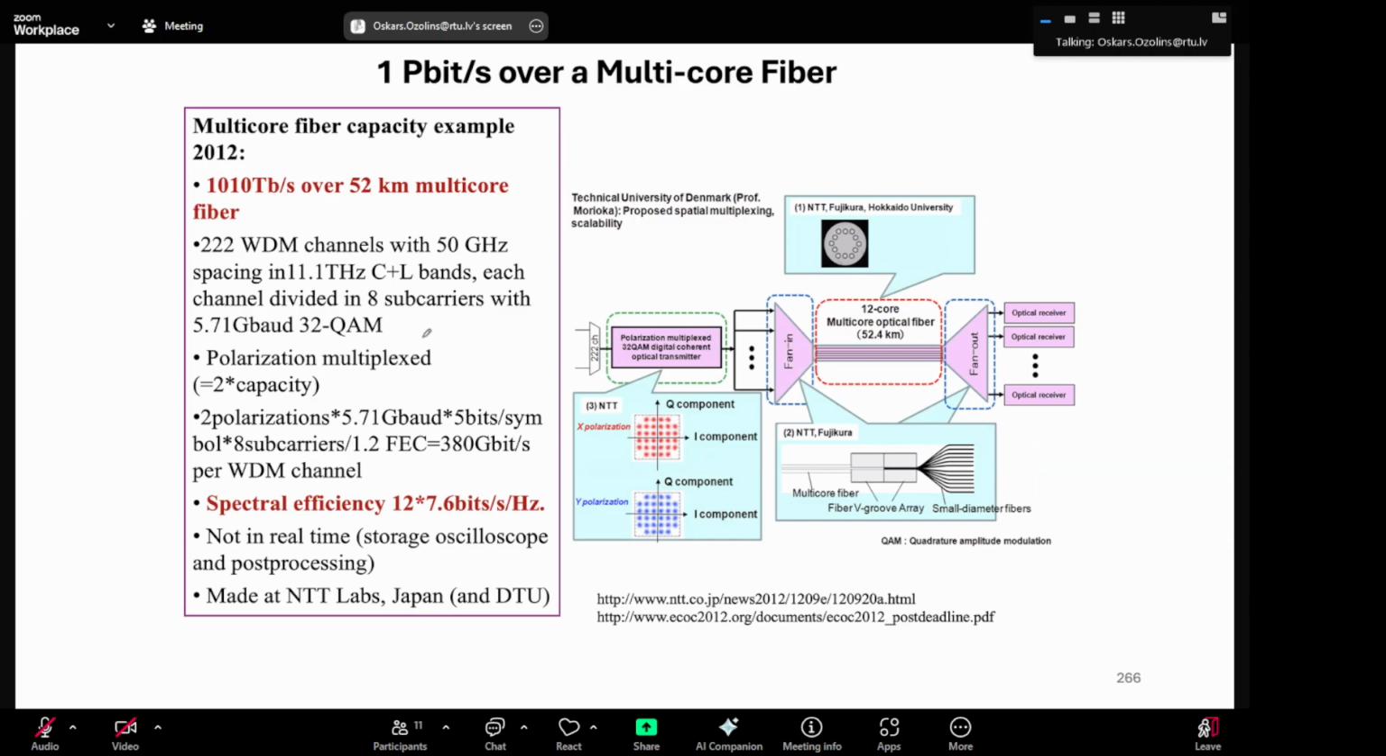These are quite impressive data rates, what could be achieved over a 12 core multi-core optical fiber. Very interesting is how you couple from these multiple cores to one core, the fan in, fan out element. It's quite critical. They used 5.7 gigabaud 32 QAM signals and a spectral efficiency 12 times 7.6 bits per second per hertz.